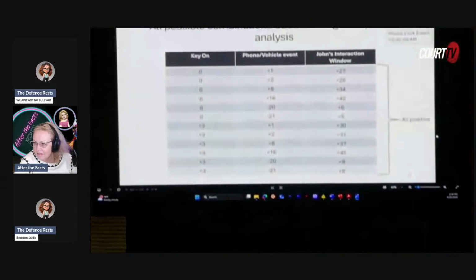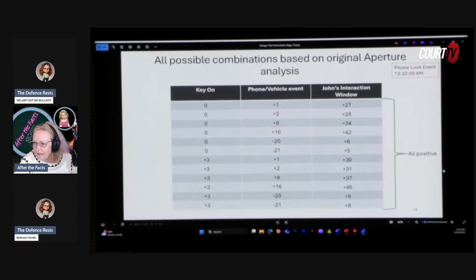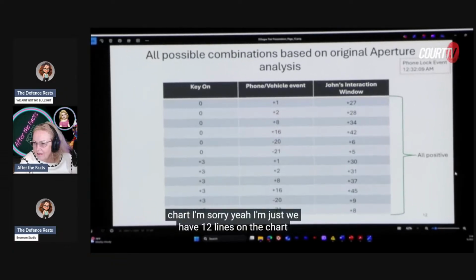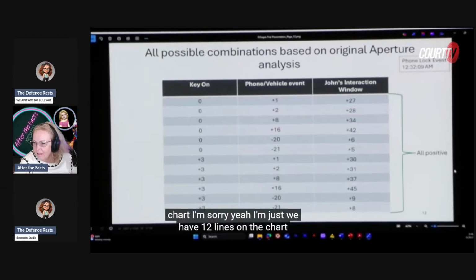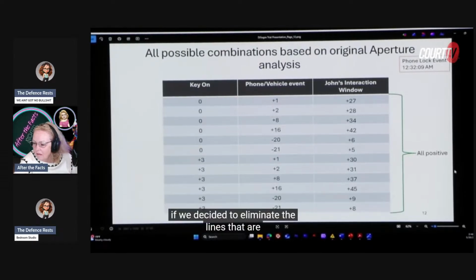What do we have? 12 lines on the chart? I'm sorry? Yeah, we have 12 lines on the chart, counting. If we decided to eliminate the lines that are based on the calls when the vehicle was off, we would be left with 4 lines on the chart.